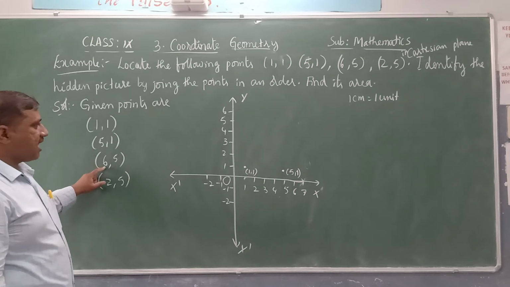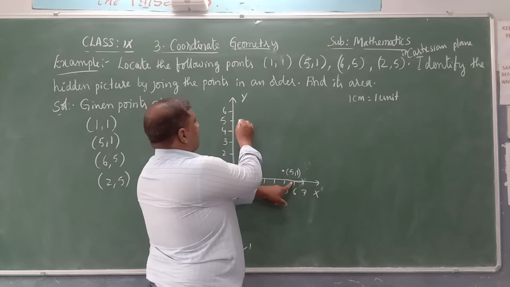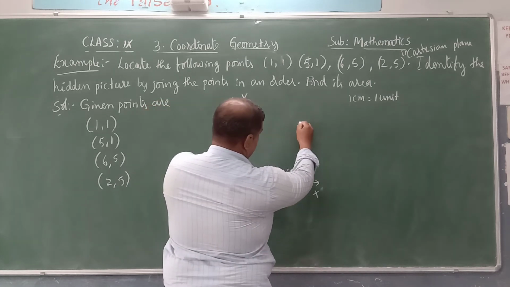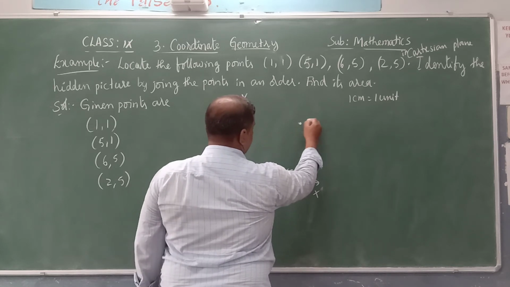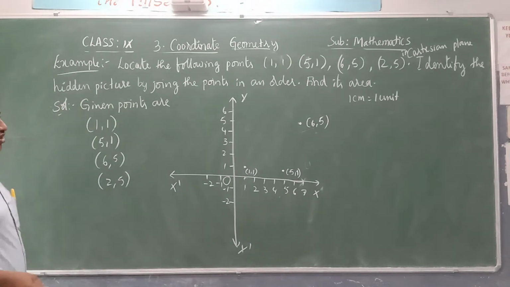X is 6 and y is 5. Yes, x is 6, y is 5. We will get this point somewhere here. Here we get it approximately, yes, this is 6, 5. If you use graph paper, you get the correct positions.